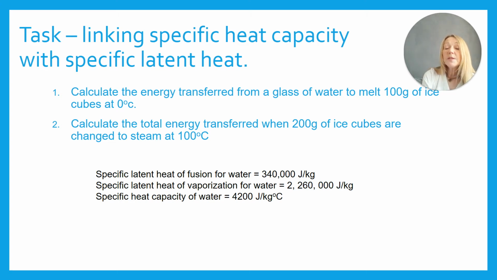The second question will ask you to calculate the total amount of energy transferred for 200 grams of ice cubes changing to steam at 100 degrees C. So what we've got here is two changes of state, which you need to use the latent heat equation for, and then of course you've got that change in temperature as well, and for the change in temperature you'll need to use the specific heat capacity equation.